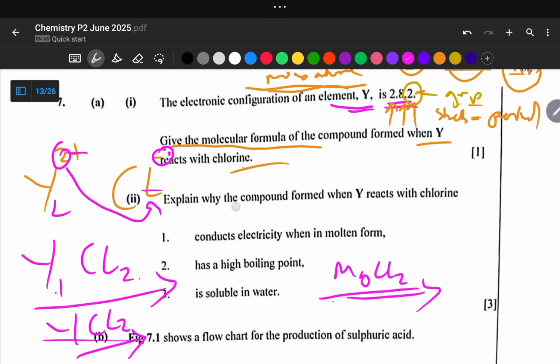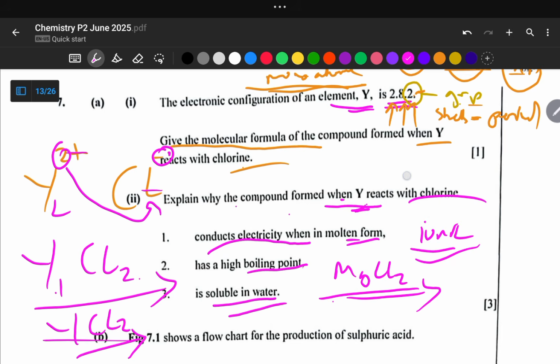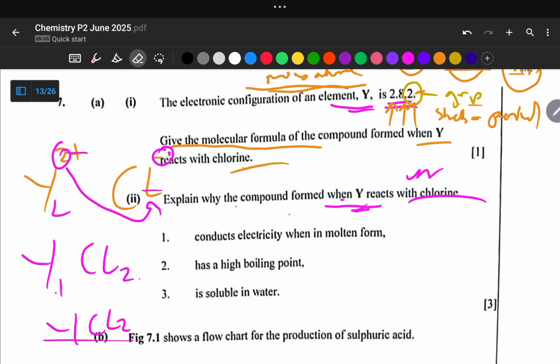And then the question says, explain why the compound formed when Y reacts with chlorine conducts electricity when molten, has a high boiling point, and is soluble in water. So we are being required to give the properties of ionic compounds. So we have a series on this. If you follow our topical playlist, this is going to be very, very easy for you. Why? Because we discussed this, right? So we know the trend of the equations. So pay very special attention to the topical playlist, and then these papers will be a walkover for you.